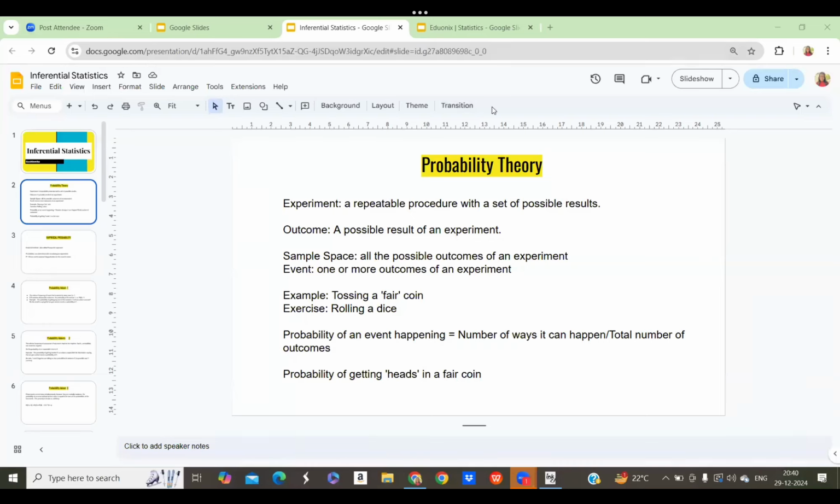Okay. So let's say there is an event where we need to flip a coin. Now, before flipping, we don't know what we will get, whether it will be head or tail. So there is a possibility of getting head and a possibility of getting tail. So if I ask you, what is the probability of getting head? You will tell me, I don't know. It can be 50-50. The chance of getting head is 50-50.